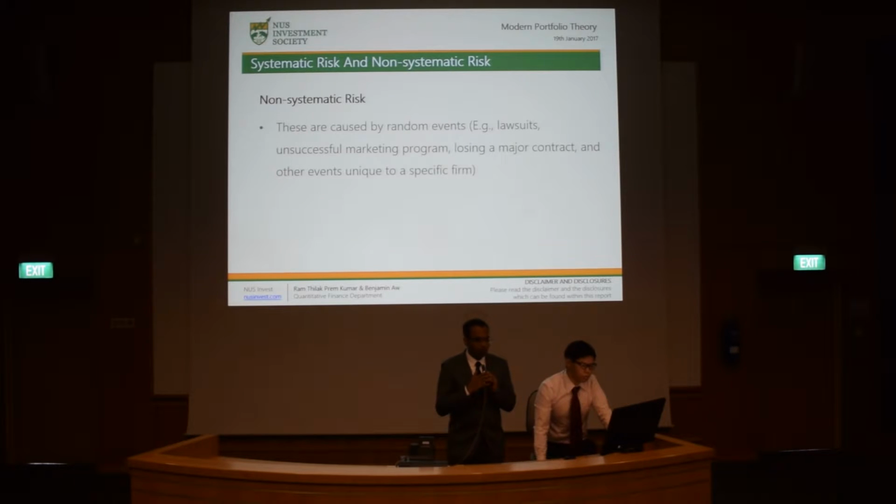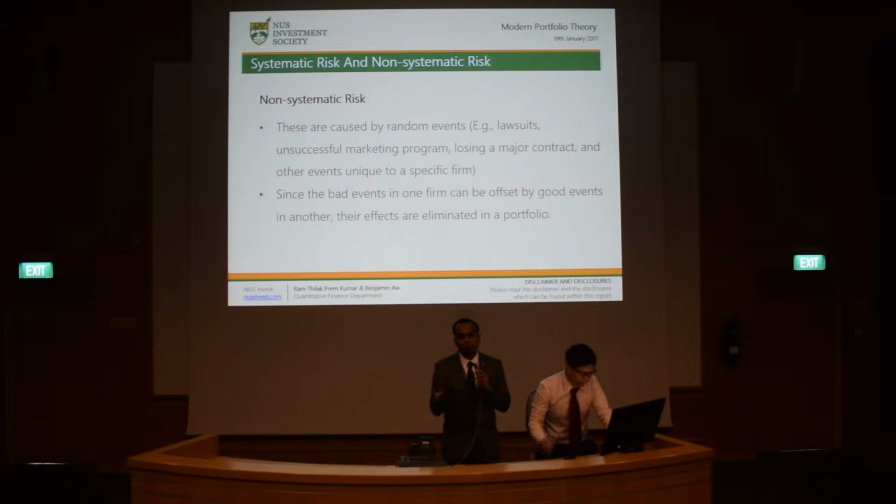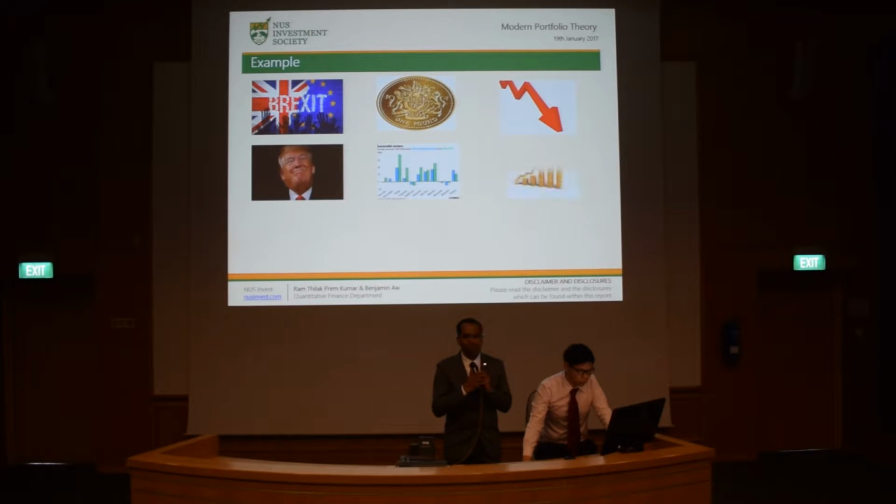Going further into the concepts of risk itself, there are 2 different definitions: systemic and non-systemic risk. Non-systemic risk is caused by random events that happen in the world, for example lawsuits or the contracts of a particular company. All these things are specific to a firm or a company, but not universal to all the stocks in the market. Since in a portfolio you will have different stocks, you will not have both stocks affected by the same news, so these effects are eliminated in your portfolio. But just to talk about examples for non-systemic risk, we have 2 different macro changes that happened over the last year.